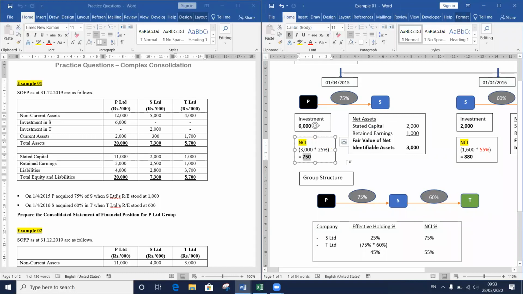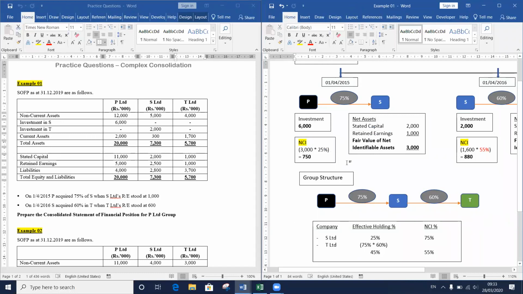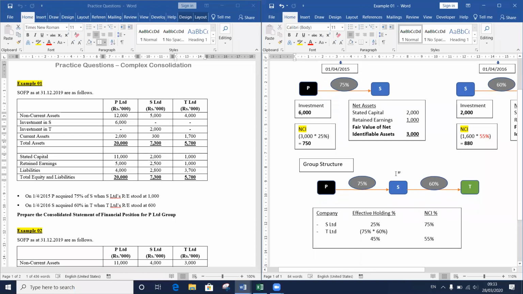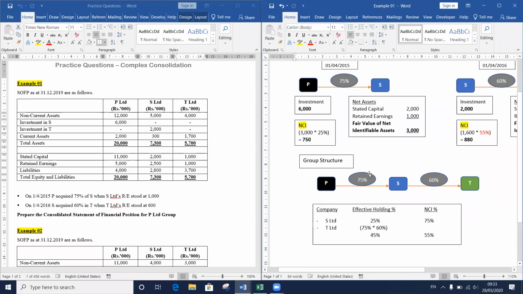Otherwise, in the other basis, the sum tells us to consider this much as the NCI value. The fair value is given in the sum, so we need to take it directly over here. If the sum says to go with the full fair value method for NCI, we do not do calculations this way. We consider the amount given in the sum as it is. Okay, so this is also crucial, right?